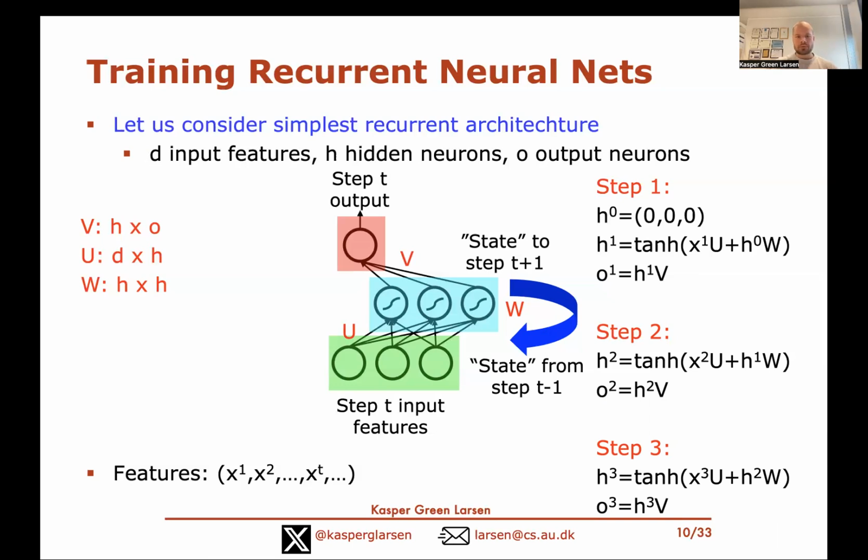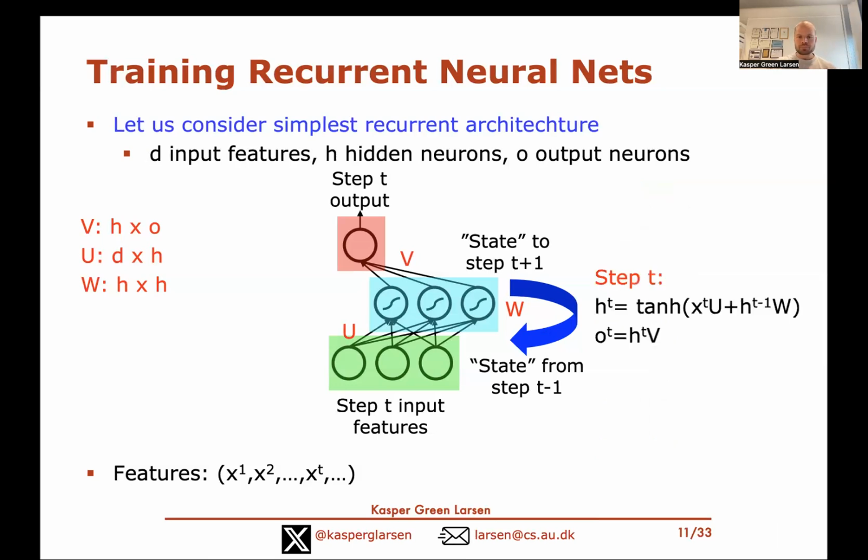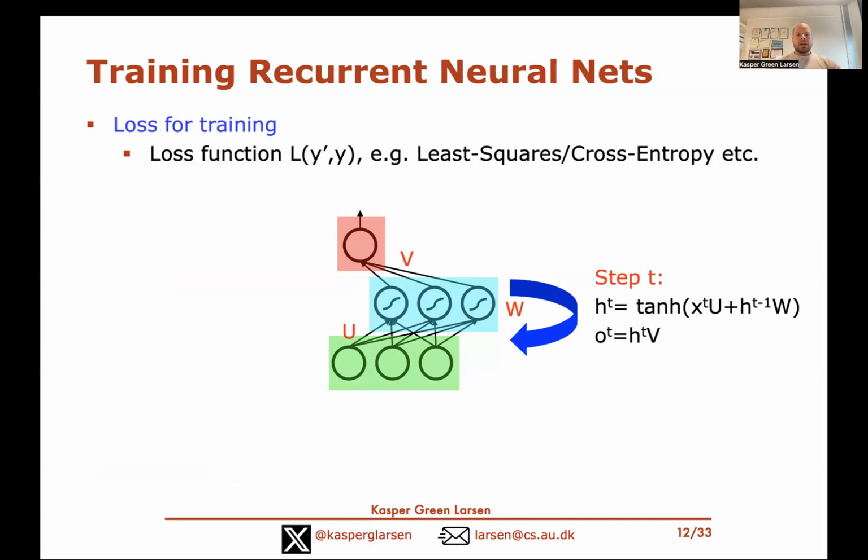Okay, so let's have a closer look at this. Basically, the step T functionality is just to compute the output of the hidden neurons in step T. We take the input from step T, the XT feature vector multiplied with U, add the hidden output from the previous layer times W and apply the activation. And to get the output, we take these hidden outputs and multiply them with V. Right? These are the general steps of the computation. Okay. Now to train it, of course, we need a loss function that we can minimize.